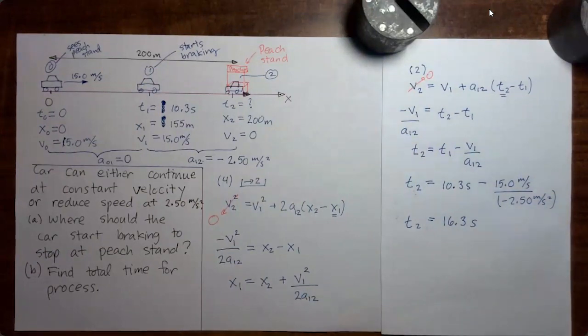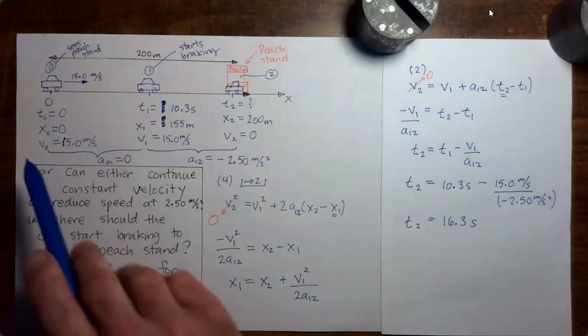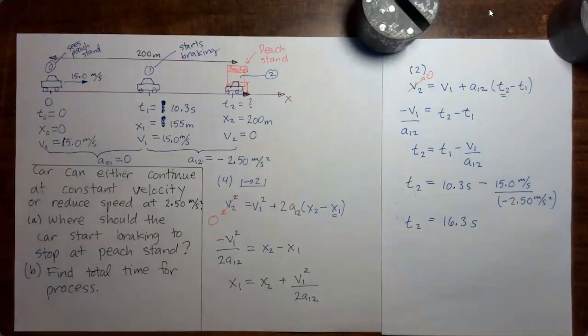Okay, so now we have completed the third of our example problems involving constant accelerations. And this was the first one where we had 3 moments of interest instead of 2.